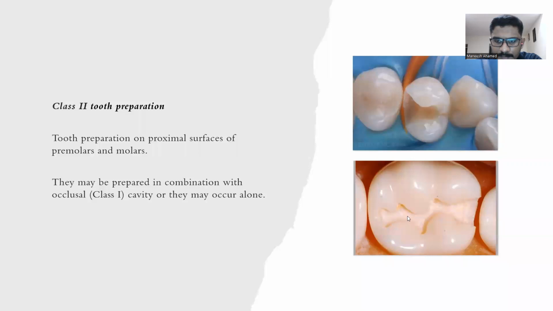Sometimes when we prepare a class 1 and there is caries on the proximal surface, we will extend it to the proximal surface. And sometimes if there is no caries on the occlusal surface, we prepare the proximal surface alone. So this is the cavity preparation for amalgam, and this is a cavity preparation for composite restoration. So it depends upon the material which is used to restore, and also upon the extent of the caries lesion.